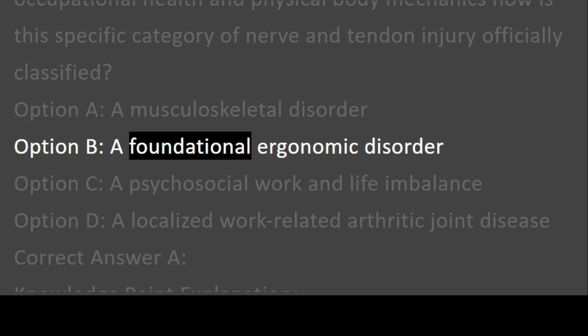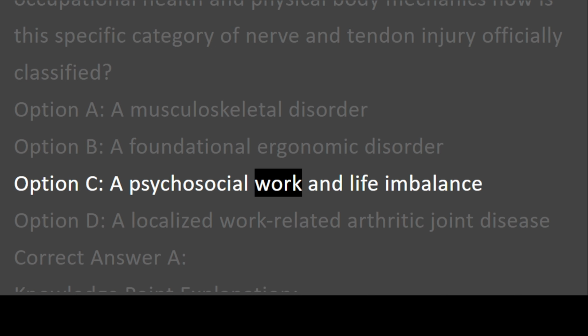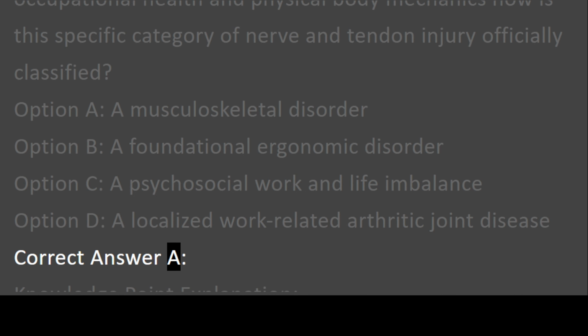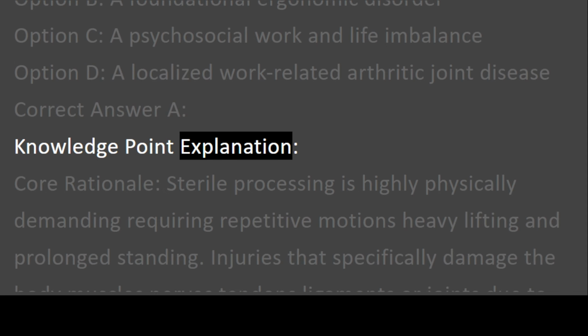Option B. A foundational ergonomic disorder. Option C. A psychosocial work and life imbalance. Option D. A localized work-related arthritic joint disease. Correct answer A. Knowledge point explanation.